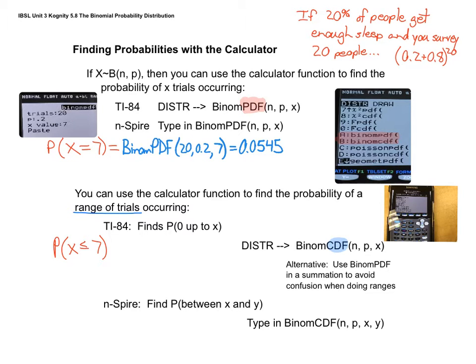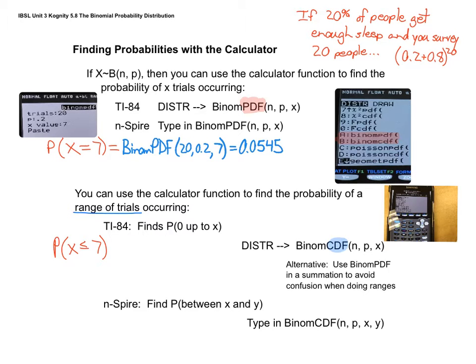By the way, think about whether your answer makes sense. 7 out of 20, that's 35% of the people. If our chances are only 20%, then it's likely that our probability is going to be lower, right? So if you accidentally type this in wrong and you put the 0.8 in for P and you got something like 68% or something like that, that should make you think, all right? So that's how we use the binomial PDF.